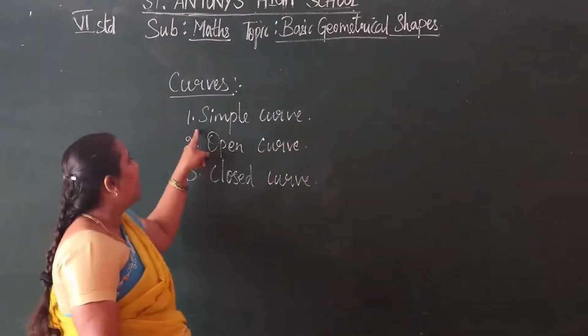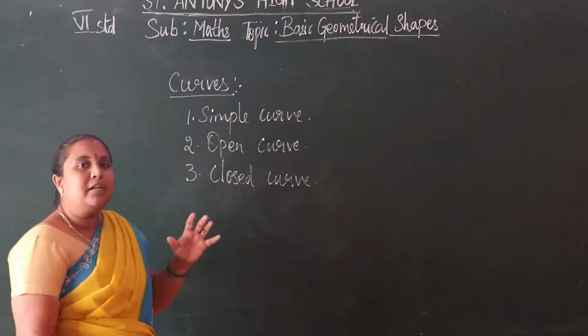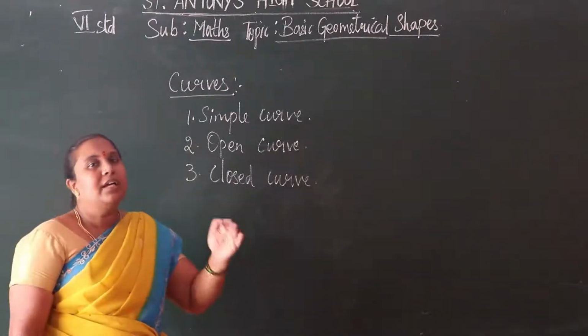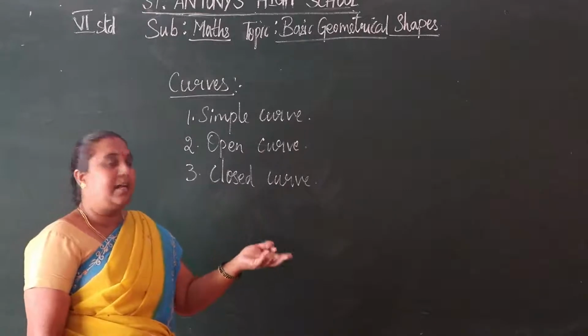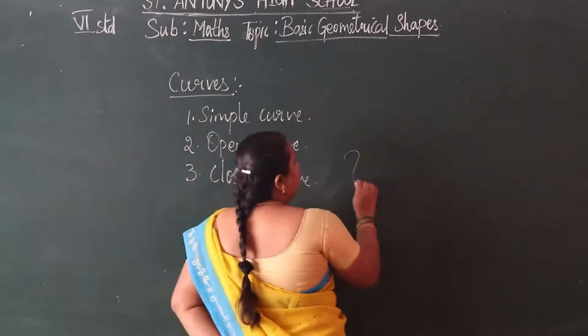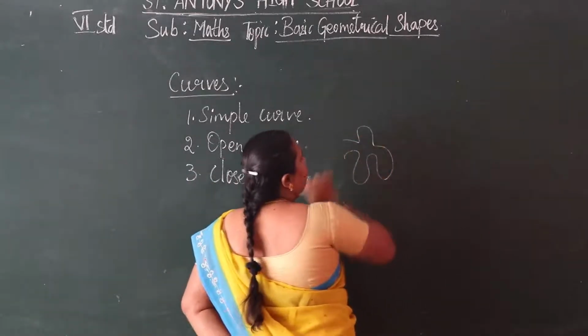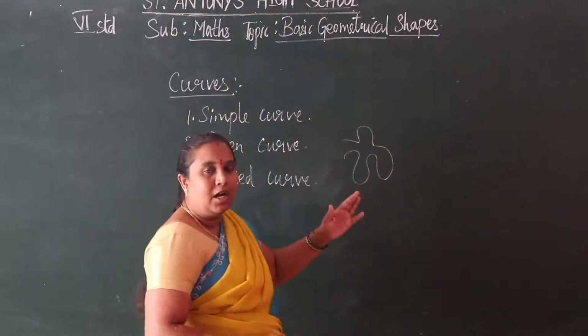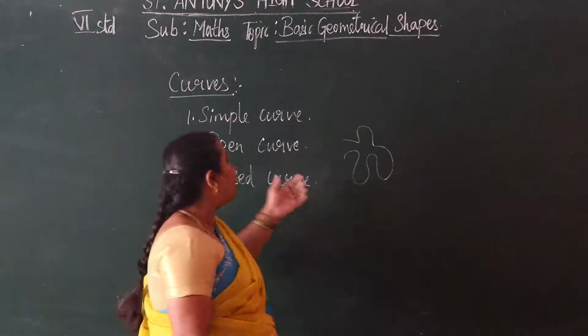So what is meant by a simple curve? Simple curve means the line segment is moving simply in any way. So I will draw it like this. This is a simple curve. Now let us go on to open curve.